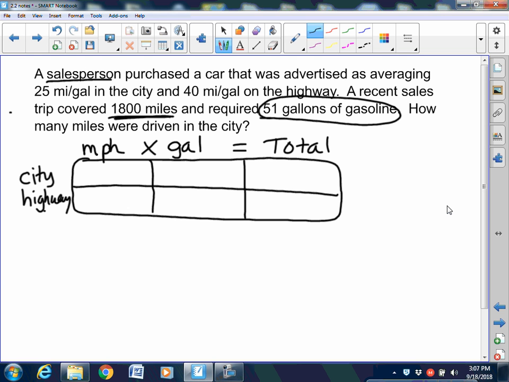Okay, we always fill in the red. Of these 4, there are 2 that you can just fill in with numbers, right? If you're sitting by yourself, do you know which 2 need to be filled in? The 25 miles per gallon, this is miles per gallon, not miles per hour, sorry you guys, is 25, and highway is 40. 25 and 40? Okay, let's talk about the 51 gallons.